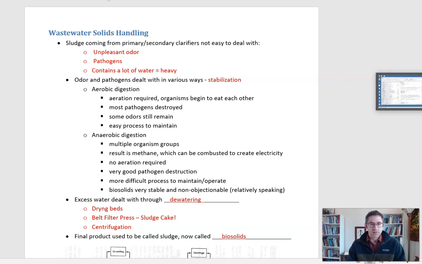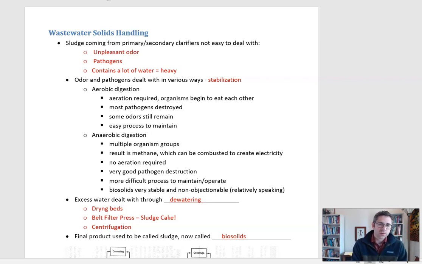Odors can still be a problem in these processes, but they're fairly easy to maintain. They do have an energy input in the form of the aeration, but the main advantage of aerobic digestion is that it's an easy process to maintain.